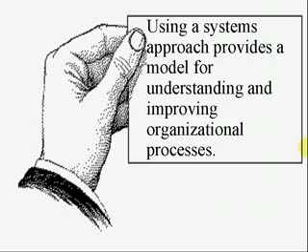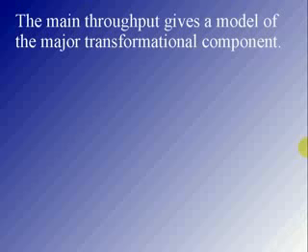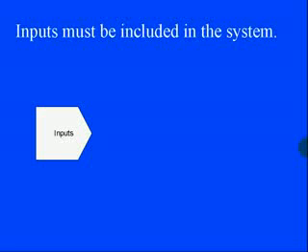We'll be talking about how using a systems approach provides a model for understanding and improving organizational processes. The main throughput in a systems model gives a better understanding of the major transformational component of production and operations management systems. In this system, the first step in analyzing your organization is to examine the inputs into your POM process. These inputs can be physical goods, as in manufacturing situations. They can also be more human resource based, as are more common in service-oriented organizations.